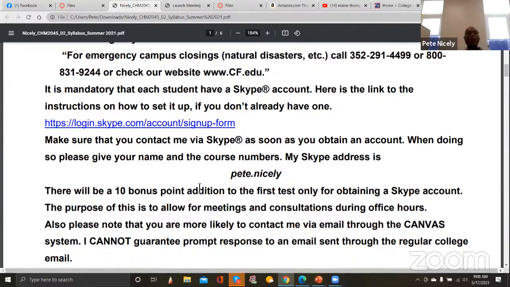Now, the reason why I demand that my students obtain a Skype account is because it facilitates meetings and consultations, especially during office hours, all right? One of the good things about Skype is that I can share my screen. While we're talking, let's say I'm explaining a concept like balancing equations, then I can explain to you while writing on my screen, and you can see it. And therefore, you're better able to understand what I'm trying to communicate. So that's the reason why I insist that my students obtain a Skype account.